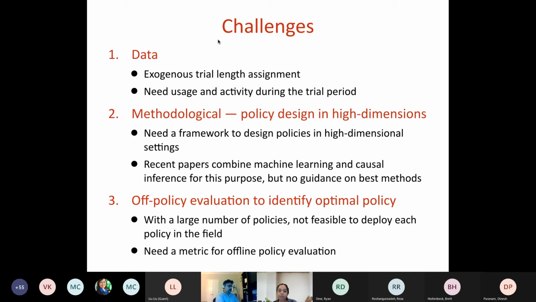And the third one is we need to think about off-policy evaluation to identify the optimal policy. So when you think about a targeting policy and if you want to evaluate how it works, it's obviously not feasible to go deploy any policy in the field. You can maybe do it for one or two, certainly not for a large number of policies. And we need some metrics for offline policy evaluation. And those metrics need to be consistent and correct and give us a good sense of what the reward would be if we were to actually deploy some kind of personalized targeting policy. So what are we going to do?